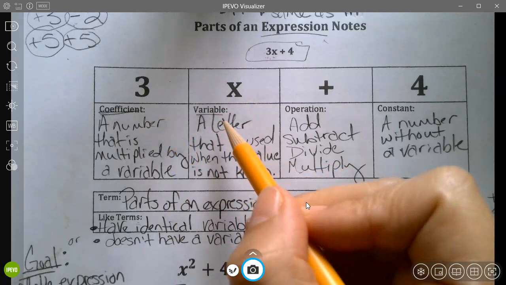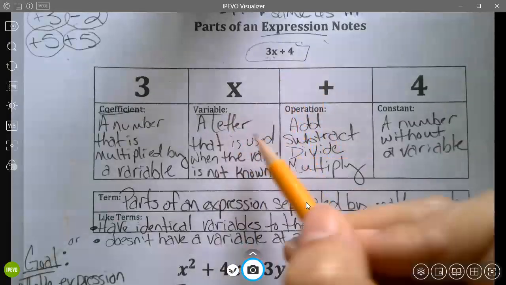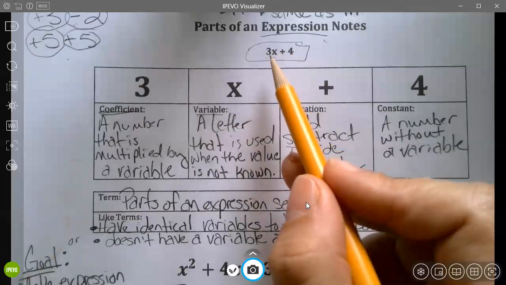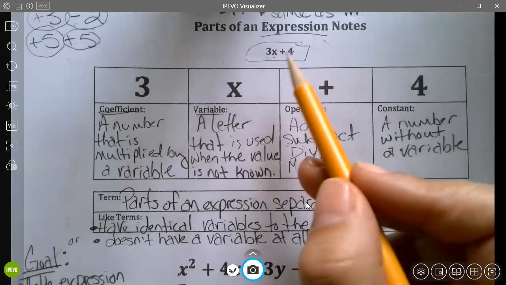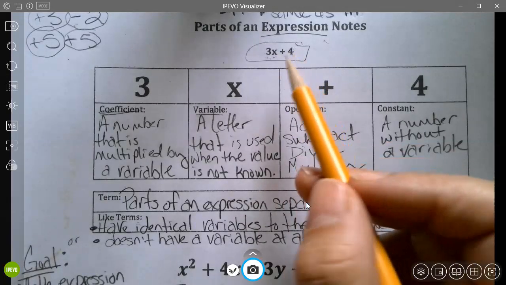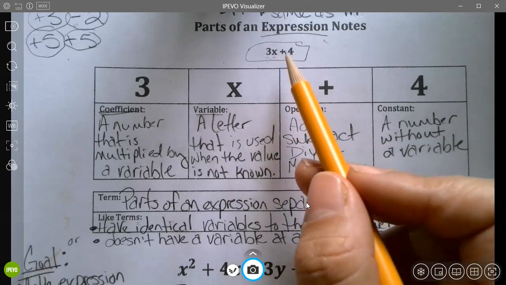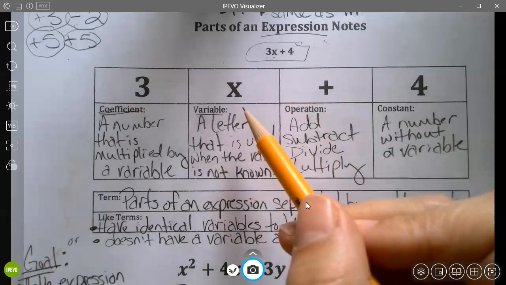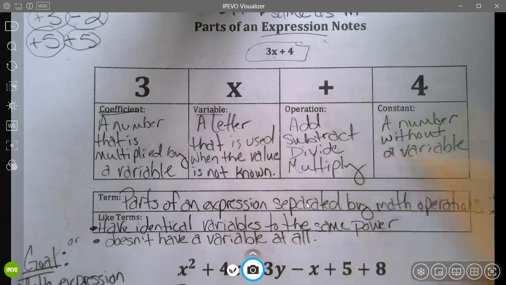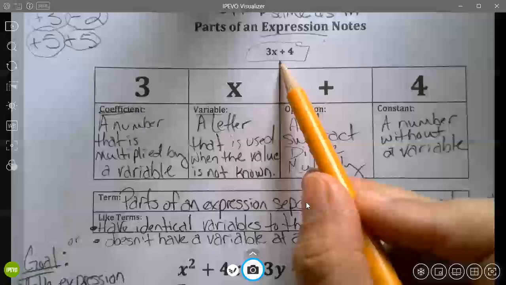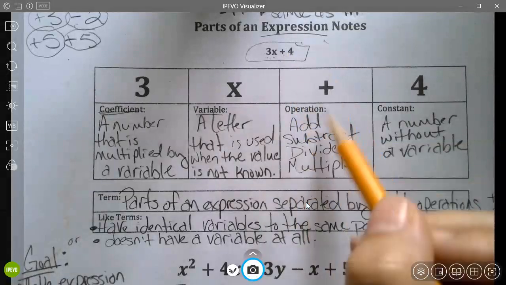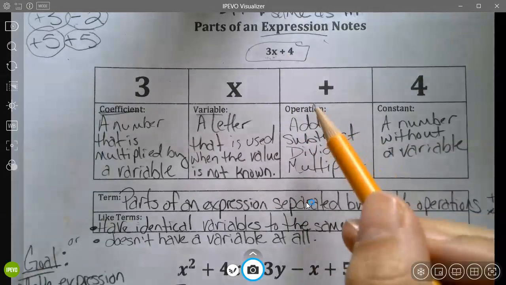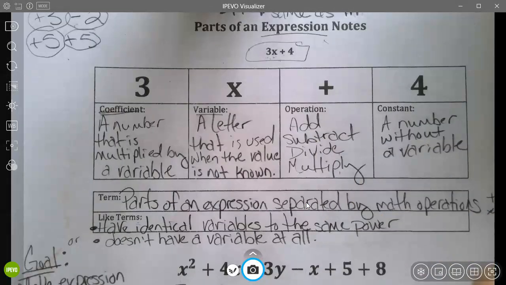The variable, which we've talked about before, is just a letter that's used when we don't know the value of that number. So we just use a variable. It could be x, it could be n, it could be y, it could be r. Just remember that a variable is always lowercase. And then plus, that's just your math operations. You can use addition, subtraction, division, multiplication.